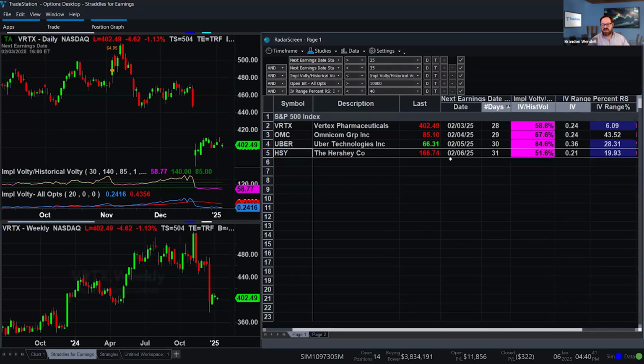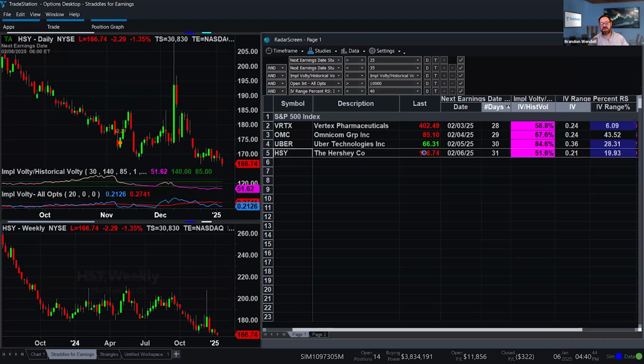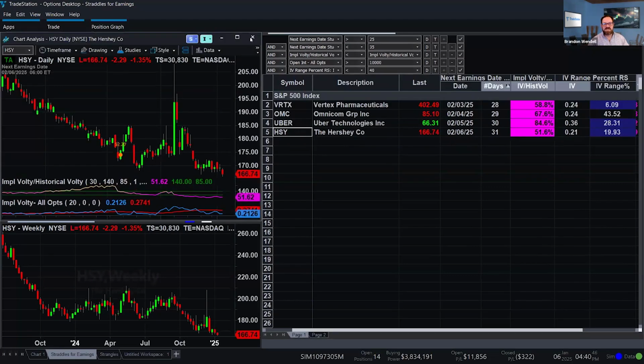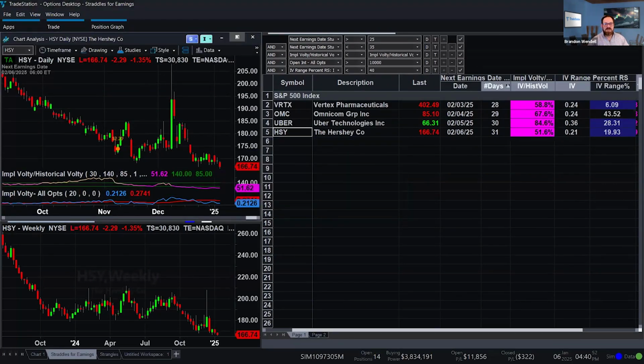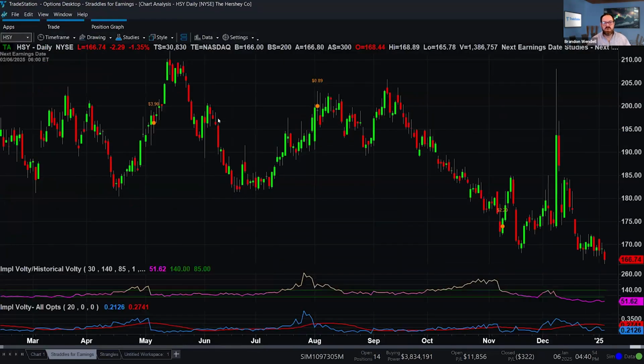Now let's check out Hershey. 30 days left till expiration, 31. And again, looking at Hershey, it has earnings coming up. Does it react with a large move typically from the earnings announcements? Doesn't look it. There is a big trend moving into the announcement and a big increase in volatility, at least on that one.